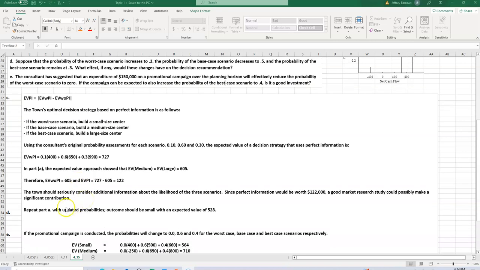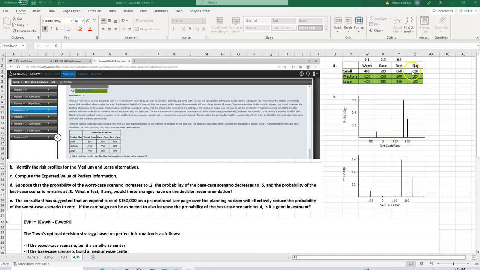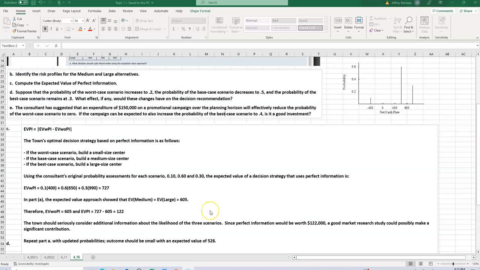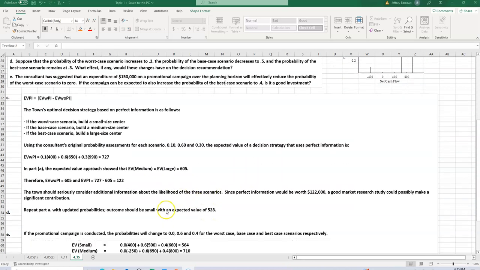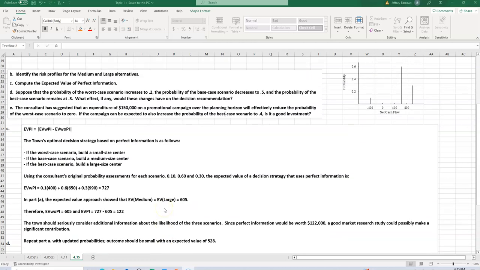Part D is basically a repeat of Part A. I'll let you read that. You just need to go back, compute some expected values. You can use this chart up here if you want to do that, because again, I will give you this spreadsheet.